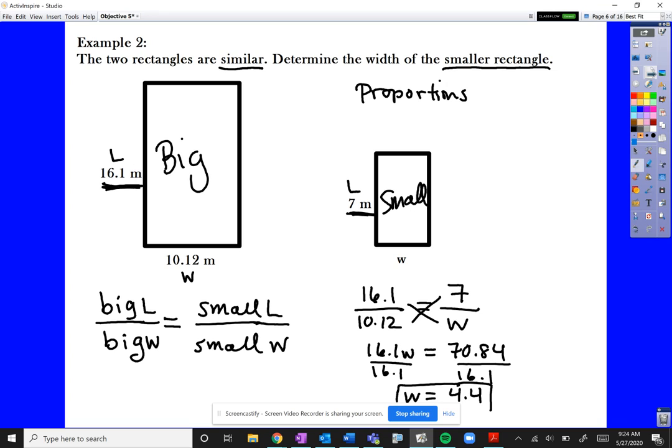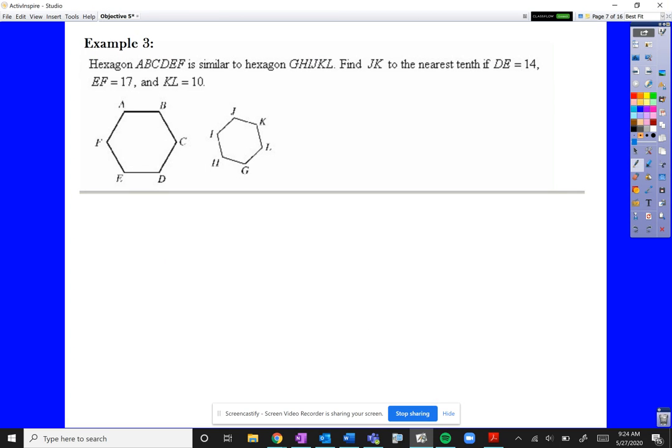All right, last example, because 56 is pretty quick. They kind of go together, but I'm going to stop it at 56, keep it separate, and then I'll make a different one for 57. Okay, hexagon ABCDEF is similar to hexagon GHIJKL. Find JK to the nearest tenth if we know that side DE is 14, EF is 17, and KL is 10. So first thing we want to do is go and label that.